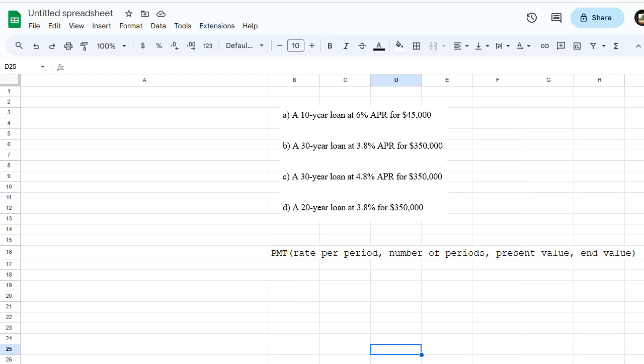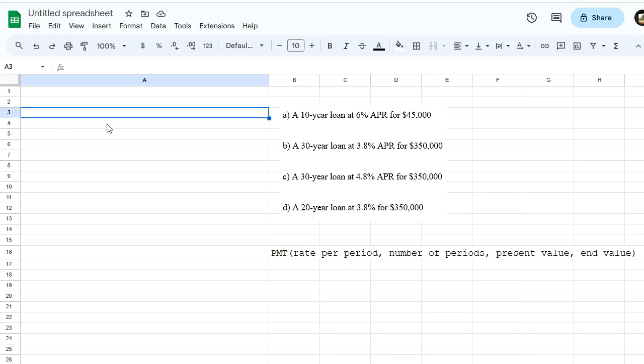We're going to find the monthly payment on a 10-year loan at 6% annual percentage rate, and the loan is for $45,000. So I'll just put this in this cell. I'm going to start by typing equals, and then capital PMT with a parenthesis. Now, the next thing I'm going to type is the rate per period. This rate is 6% annual percentage rate, and we're assuming this is a monthly payment, so we're going to do 6% divided by 12.